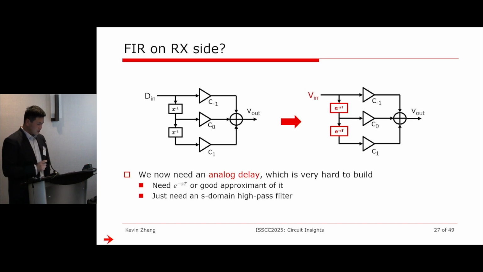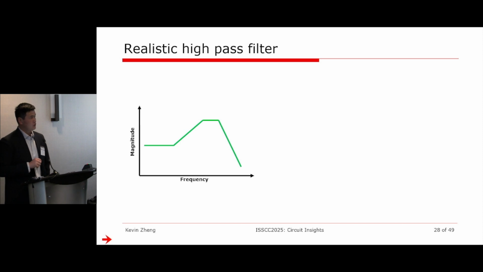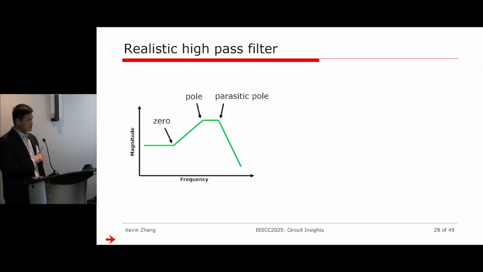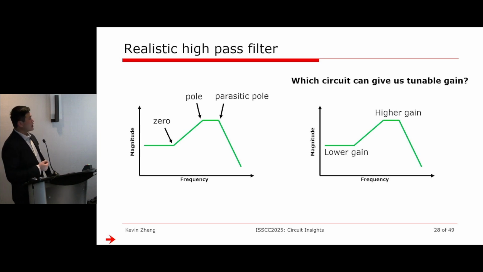But fundamentally, we just need to now build a high-pass filter in the S domain, not in the Z domain. So this is how a realistic high-pass in the S domain would look like. You will have some sort of a 0 that gives you a rise in the gain, a pole that flattens it out, and another parasitic pole that rolls off because nothing is infinite speed, right? So another way to view this is I just need to create some sort of a tunable gain for low frequency with lower gain and high frequency at higher gain. What kind of circuits can give us that, right?